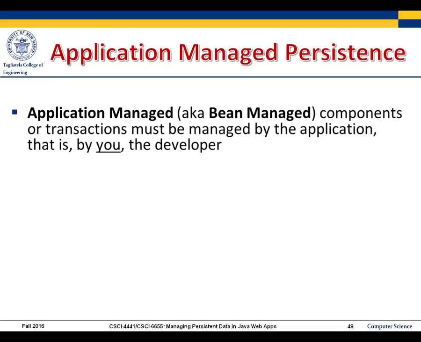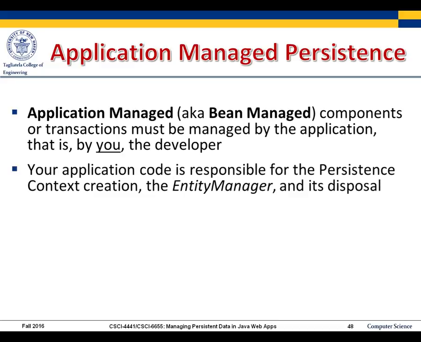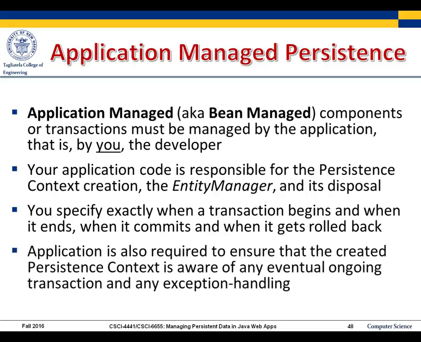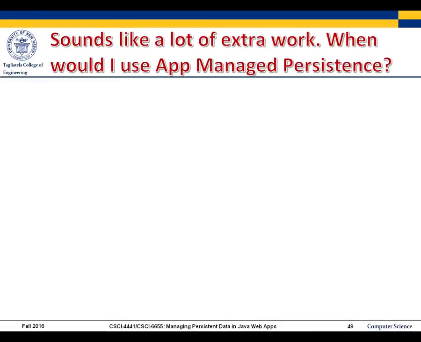Now, this is the other flavor. Okay? Application managed, bean managed, same thing. In this case, you have to take a little bit more control, but you then also get more fine-grained access to the thing. You specify when the transaction begins and when it ends, when it commits, and when it does a rollback. It's more like what you're probably used to from the database world, using whatever code you were using, like JDBC, which you might have been using in your other class. And the whole point is there's more work involved on your part, but it gives you more control.